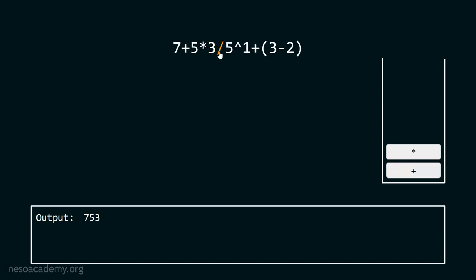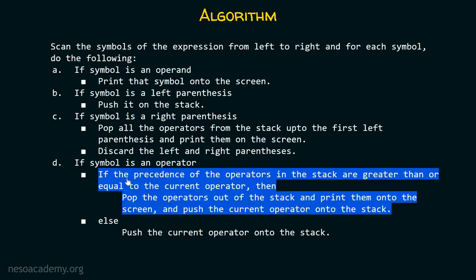Actually, we have a division symbol over here and we have a multiplication symbol over here. We know that the precedence of these two operators is the same. This time the condition is satisfied: if the precedence of the operators in the stack is greater than or equal to the current operator. Okay, so it's not just about greater than. We have to deal with equal to as well. Here, the precedence of the operator in the stack is equal to the precedence of the current operator, right? Therefore, we will pop the operator out of the stack and print that operator onto the screen. And then after this, we'll push the current operator onto the stack.